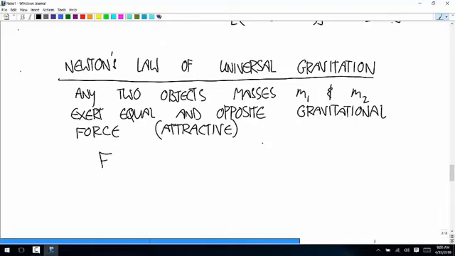And the magnitude of this force, so we know the direction is always away from the chosen body toward the other body. They're pulling on each other. It's like a pulling force. F is equal to capital G times the mass m1 and mass m2 divided by r squared.